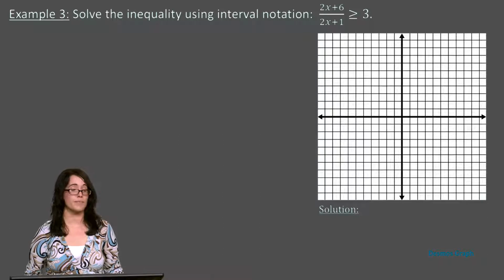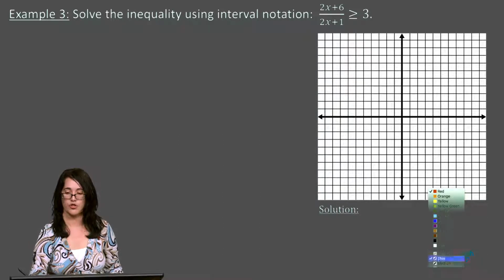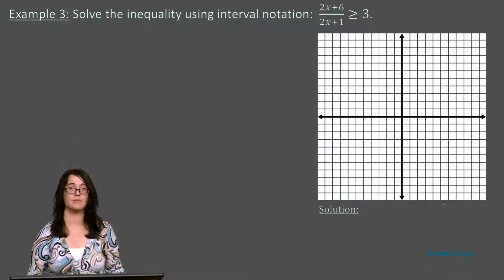Solve the inequality using interval notation. And the inequality we have here is (2x plus 6) over (2x plus 1), and it's supposed to be greater than or equal to 3. Its output must always be greater than or equal to 3.